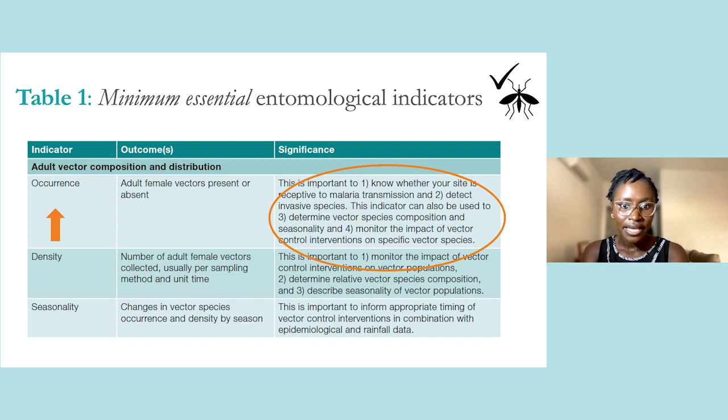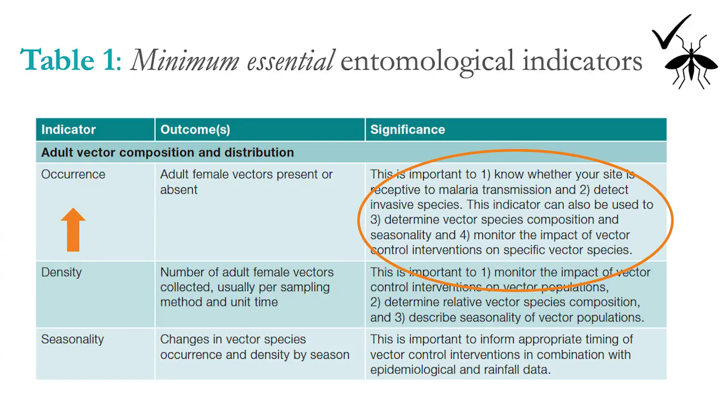For example, density is ideally measured at the species level, but if you do not have the resources for species identification, density can also be measured at the genus level, that is, at the Anopheles level. Feel free to pause the video here if you wish to take a closer look at Table 1.